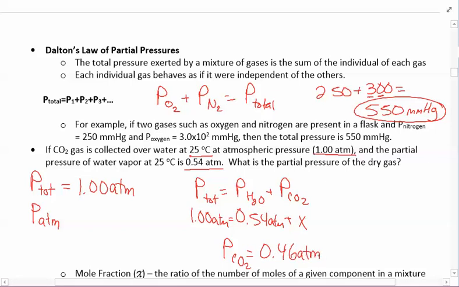Things to keep in mind with Dalton's law, sig figs can be a bit tricky here. Remember, you are using addition and subtraction, which have different significant figure rules where you align it by the decimal place. That's kind of the trickiest part of these problems. Otherwise, these problems are pretty straightforward.